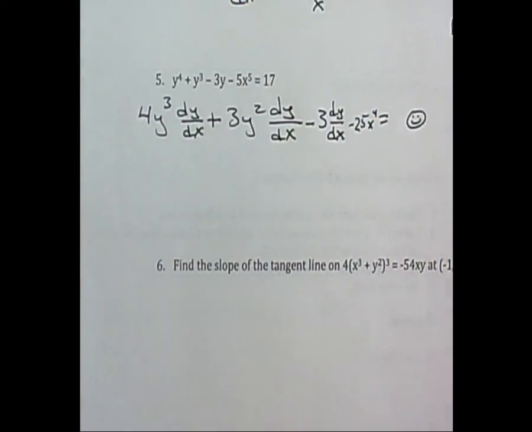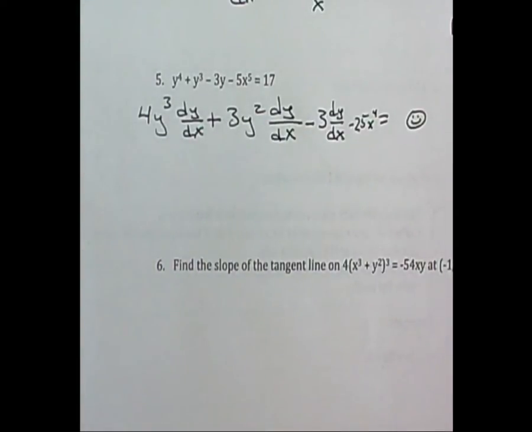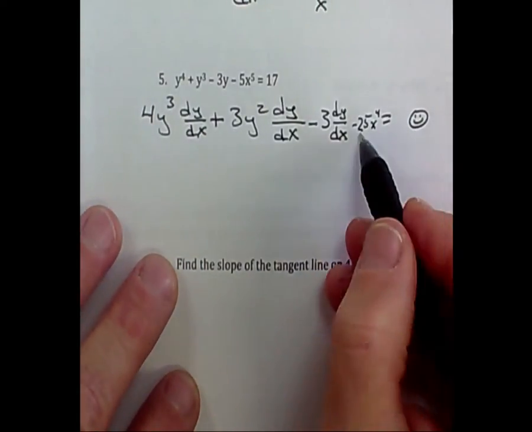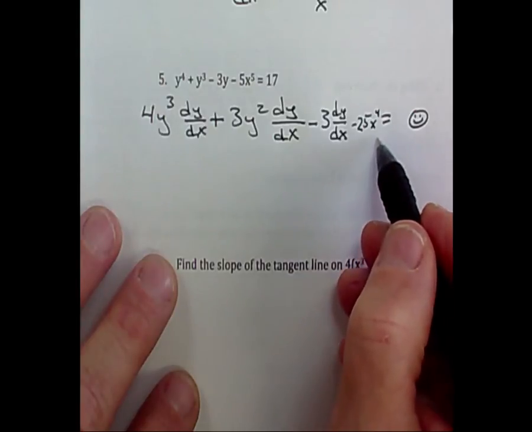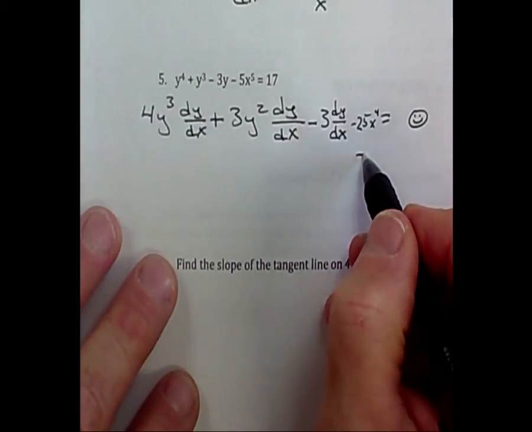Elijah, there's a problem here. I have 1, 2, 3 terms with dy/dx in them, and I only want 1 dy/dx all by itself. How do you propose that I fix that? Can you do like 4y cubed plus 3y squared minus 3, in parentheses, times 2x? Can I scoot this over here? Notice this term has no dy/dx in it. Can I scoot it out of there? Yeah, move it to the other side. I always do that.